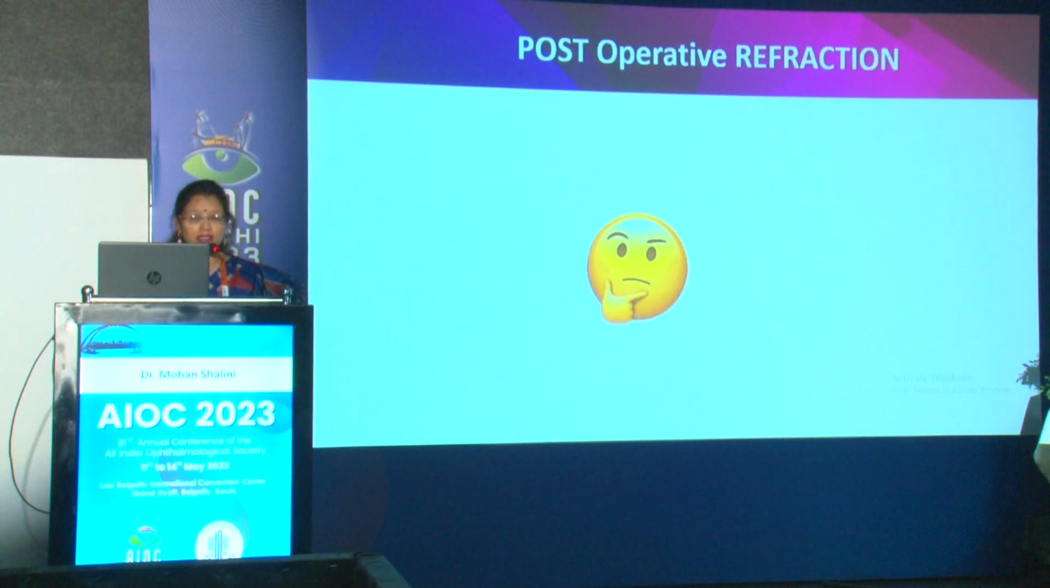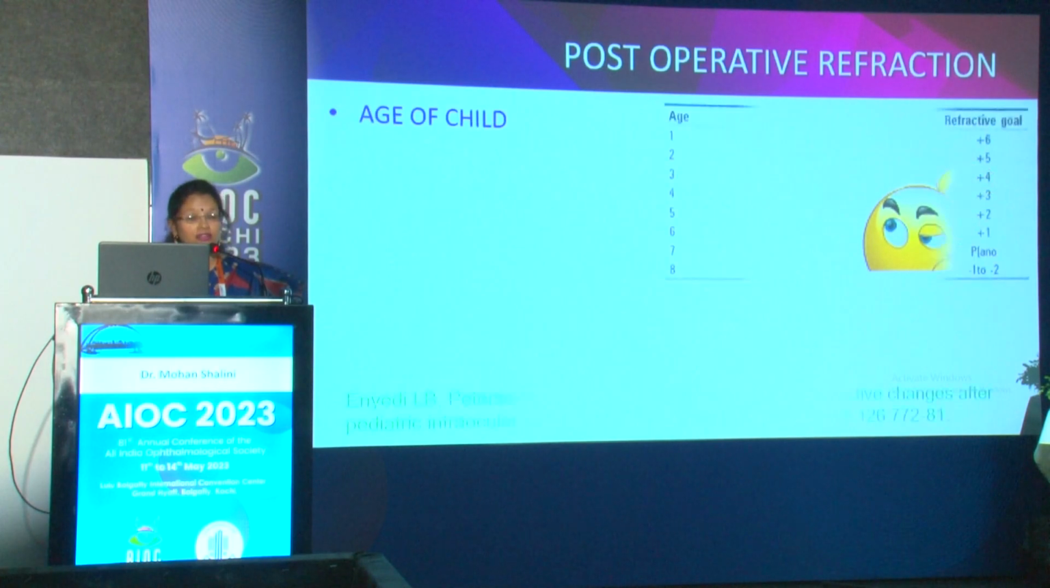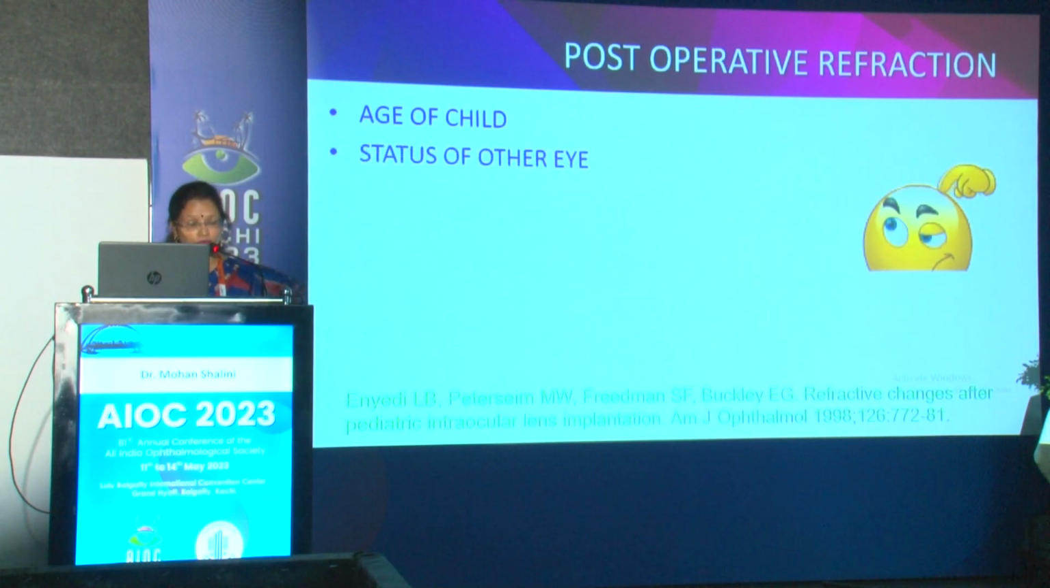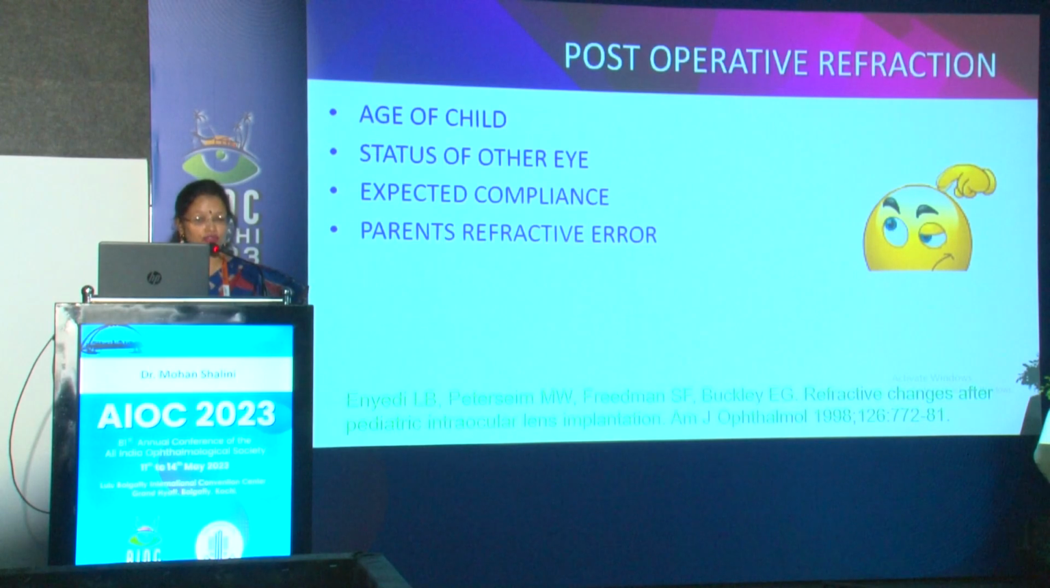Now another important thing is post-operative refraction. The age of the child is important, because suppose the child is 1 year of age, we need to have a refractive goal of around plus 6 diopters. If the child is 8 years of age, we need to have a refractive goal of around emmetropia. Moreover, we need to check the status of the other eye also. Suppose the other eye is emmetropic, a unilateral congenital cataract is there, and we make him hypermetropic by plus 6 diopters. Obviously, he is going to get amblyopia in a later period. So we have to assess the status of the other eye also.